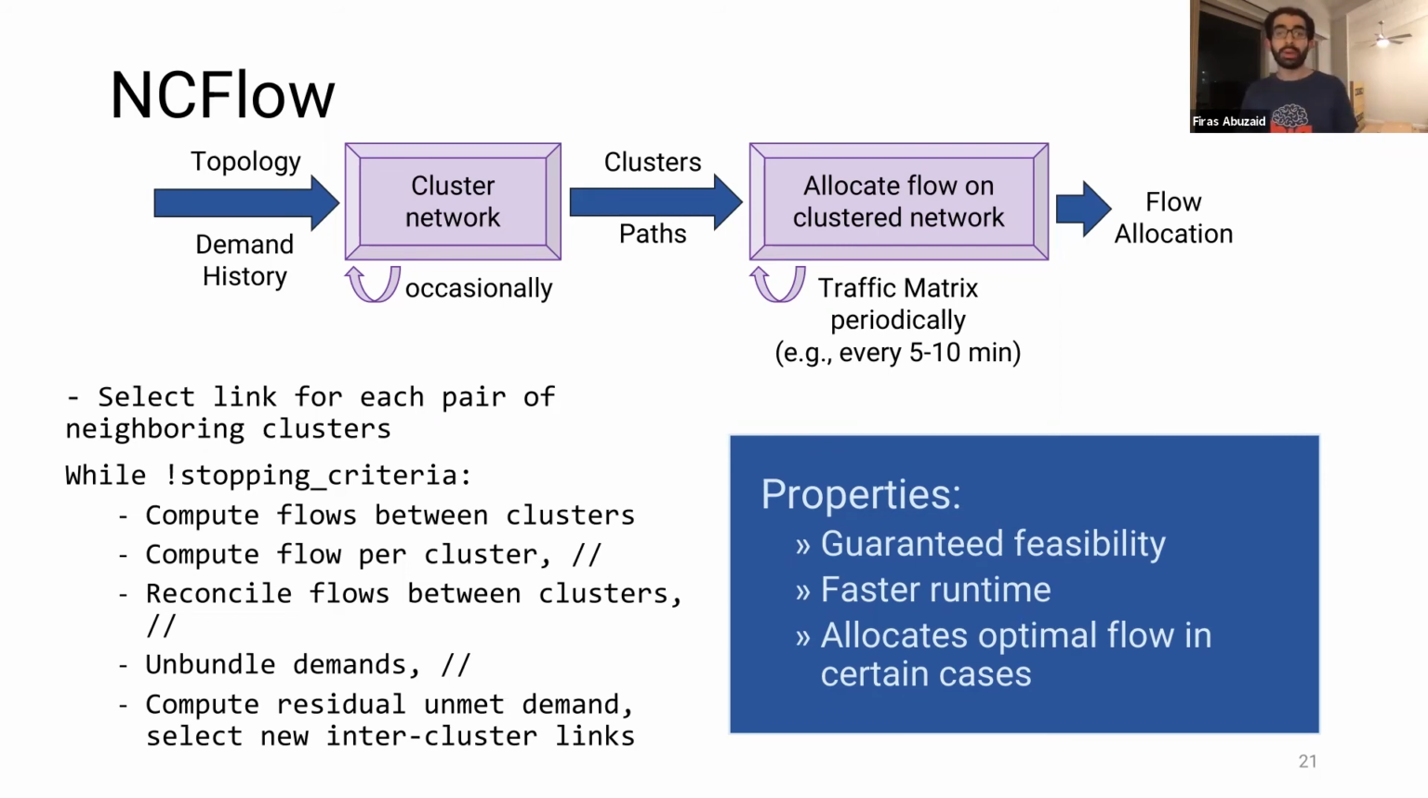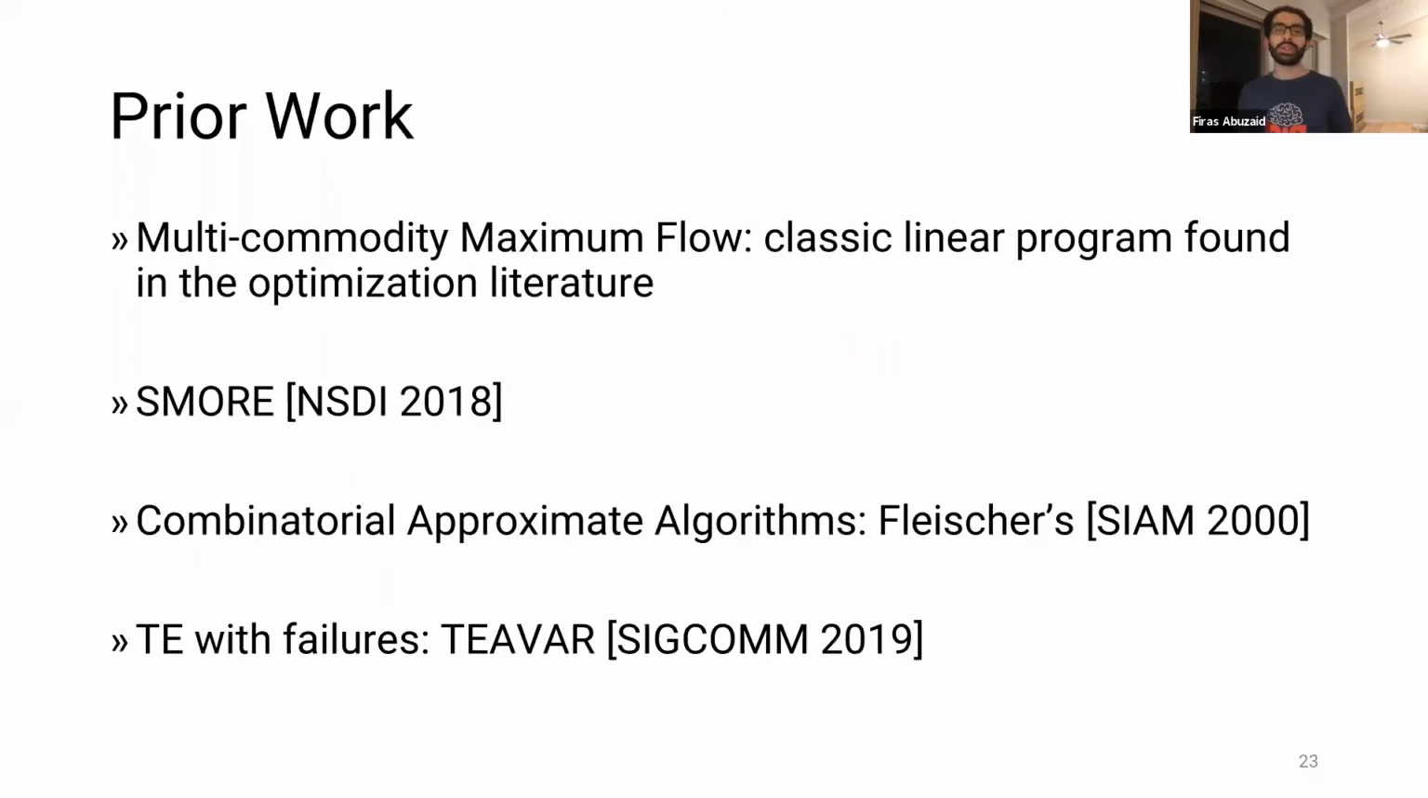Furthermore, we show some counterexamples where NC flow can perform suboptimally, but also demonstrate good performance in a wide range of empirical conditions. So I'll briefly discuss those results right now, and then we'll conclude. To evaluate NC flow, we benchmarked against a standard implementation of the multi-commodity maximum flow linear program, which we outlined in the very first slide.